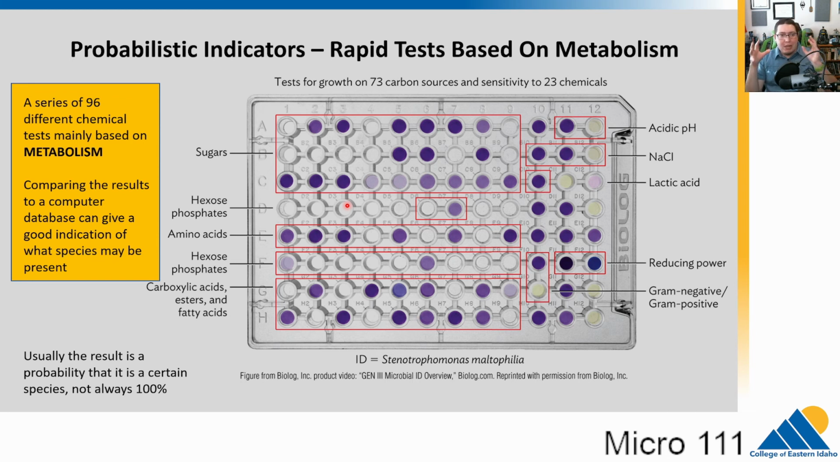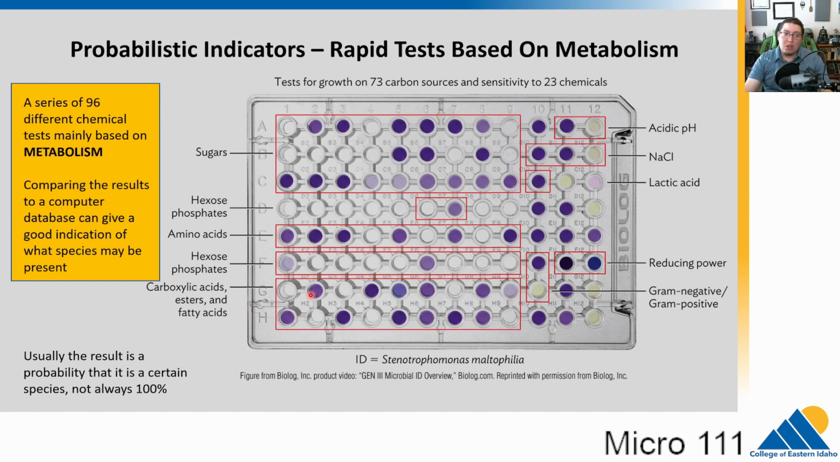So we do this whole battery of different tests, and then we take those tests based on metabolism and enter the results into a computer database. The computer compares the results like a fingerprint to known microbial samples, and it gives a probability that what you're looking at is whatever species it says. So in this case, it says maybe it's a 99% match to Stenotrophomonas maltophilia, right? It gives you a probability based on the evidence that's in the database.